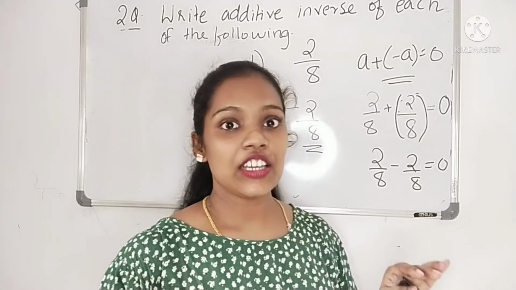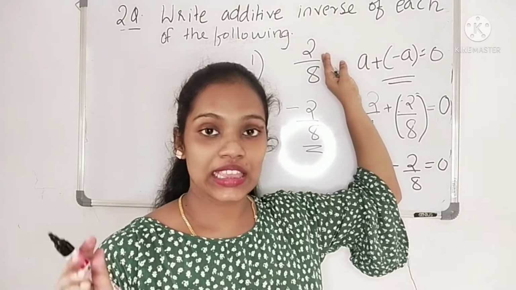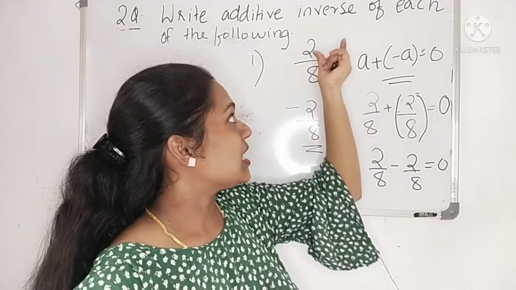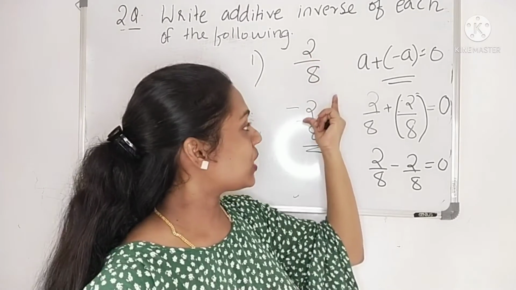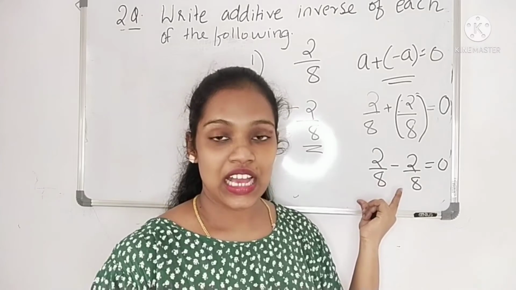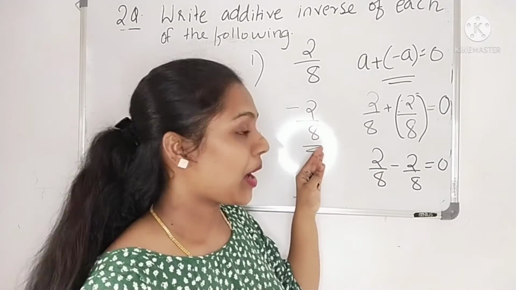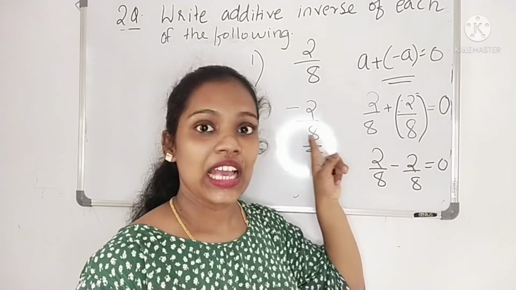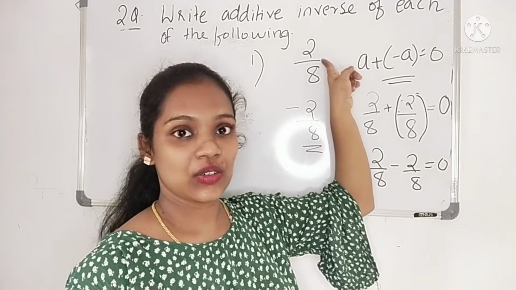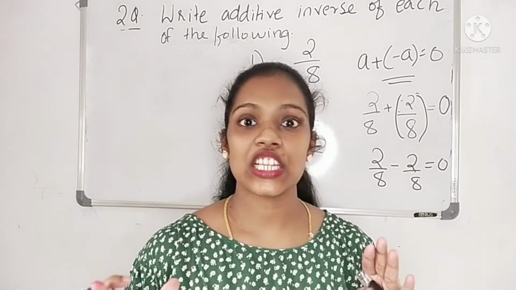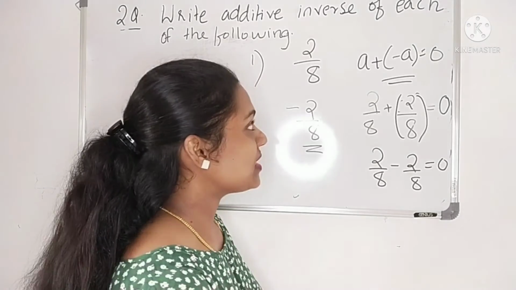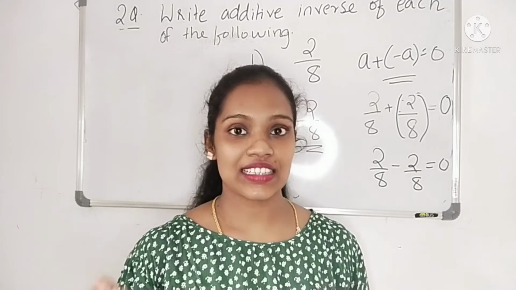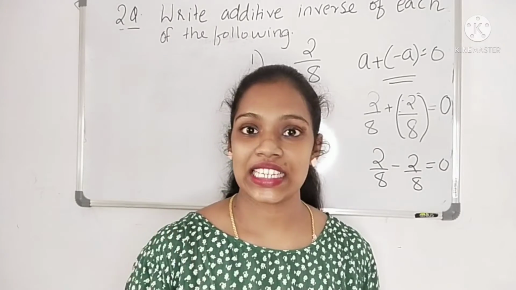That means if a positive number is given to you, then the additive inverse of that number will be the negative number. If plus 2 by 8 is given here, then your additive inverse will be minus 2 by 8. Suppose your question is minus 2 by 8 and you have been asked to find its additive inverse, then your answer will be plus 2 by 8. That is, the sign changes in the case of additive inverse. When we add these two numbers, you have to check whether you are getting 0 as the result. That is the meaning of additive inverse.